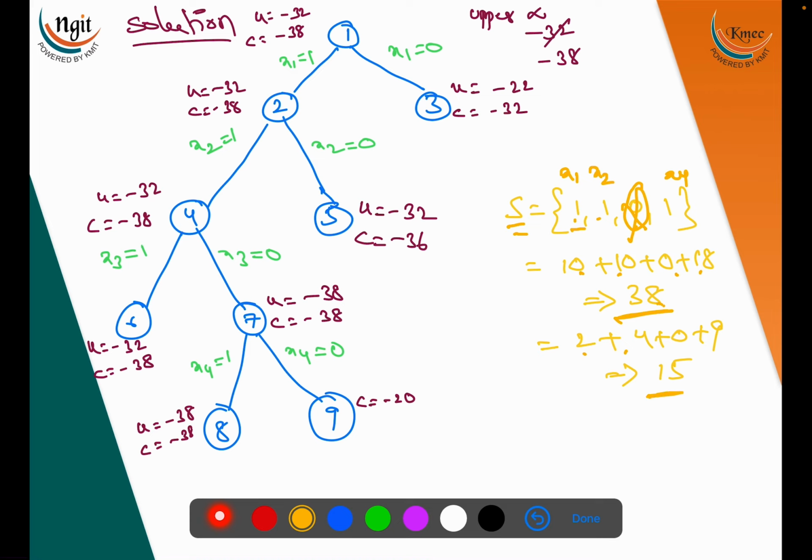So these are the respective U and C values for each node that we solved in the previous slide. So this is the knapsack problem using branch and bound.